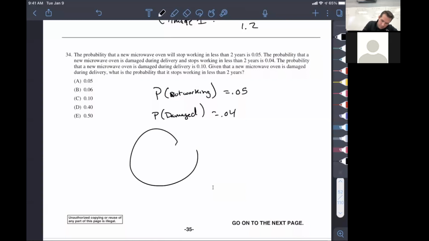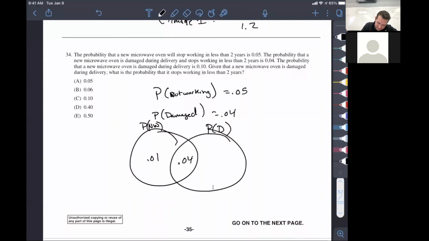Okay, so we have probability not working, probability damaged, and then we have the overlap. So this is 0.04. The probability that it's not working in less than 2 years is 0.05, so that's 0.01. And the probability that the new microwave is damaged during delivery, so this is 0.06. So it's saying, what is the probability that it stops working in less than 2 years?